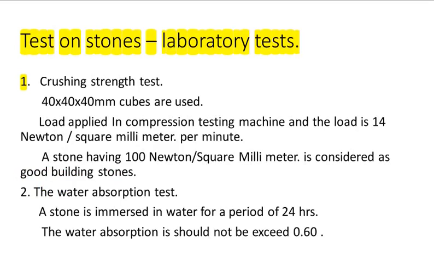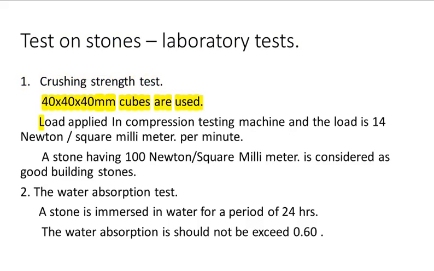Tests on stones. Laboratory tests. 1. Crushing strength test. 40 by 40 by 40 mm cubes are used. Load is applied in a compression testing machine at 14 Newton per square millimeter per minute. A stone having 100 Newton per square millimeter is considered a good building stone.